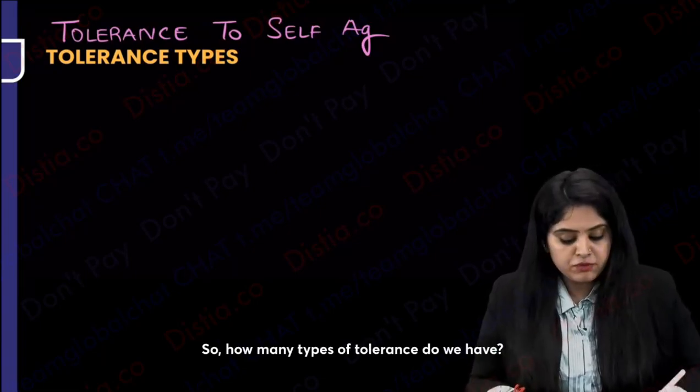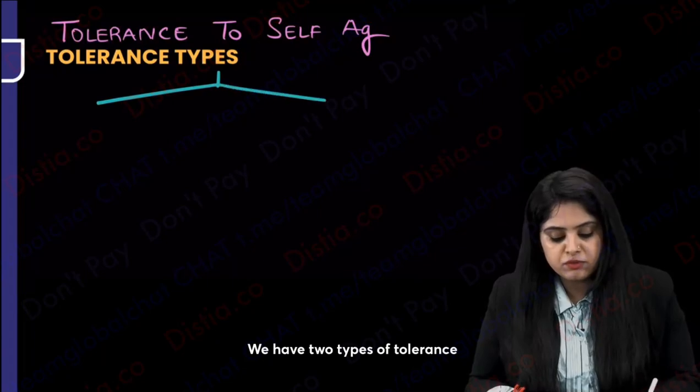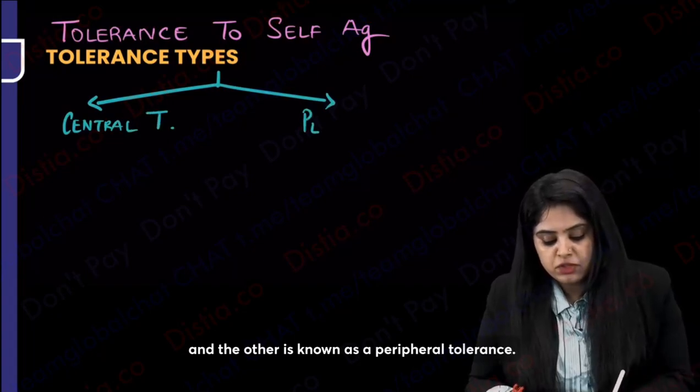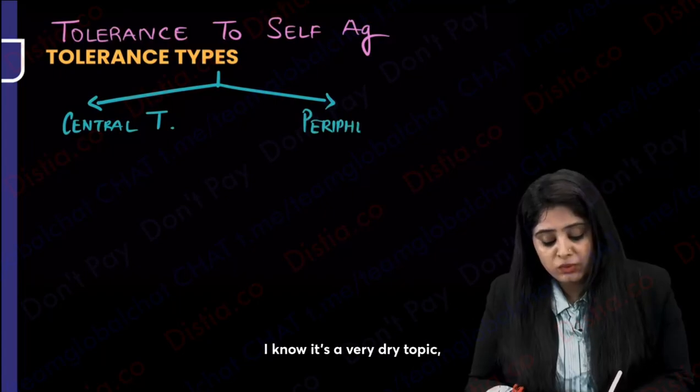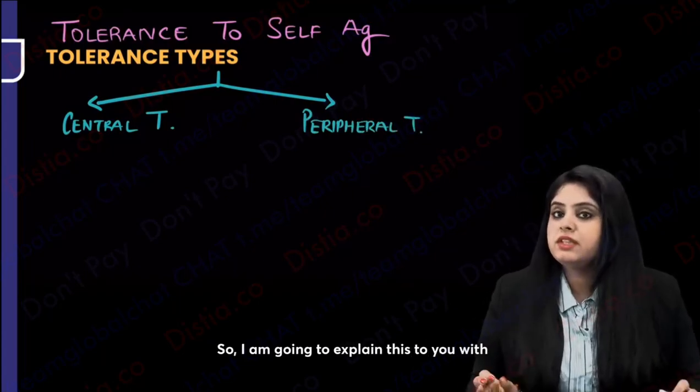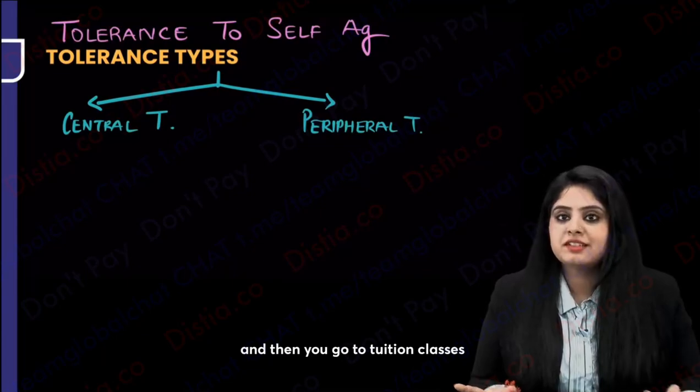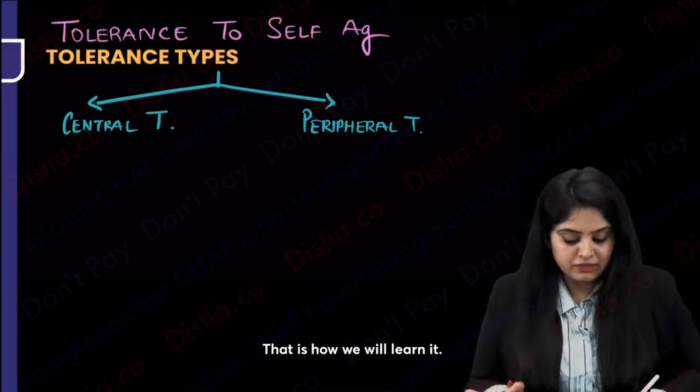So how many types of tolerance do we have? We have two types of tolerance that we have to know. One is known as central tolerance and the other is known as peripheral tolerance. Now I know it's a very dry topic, very difficult to learn. So I'm going to explain this to you with the help of a story of how you go to school and then you go to tuition classes and what all is going to happen over there. Okay, that is how we will learn it.